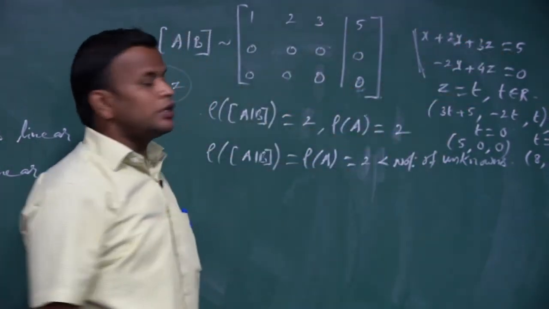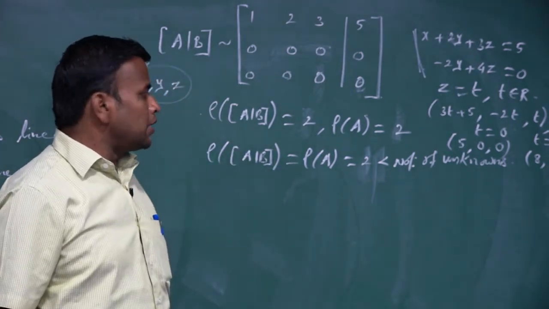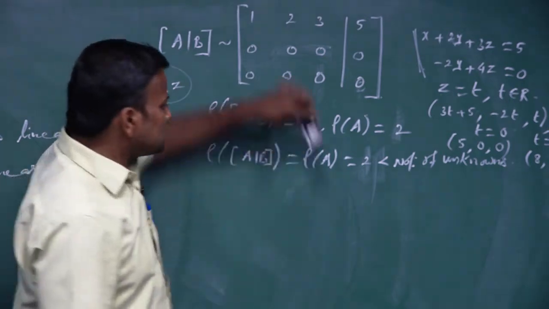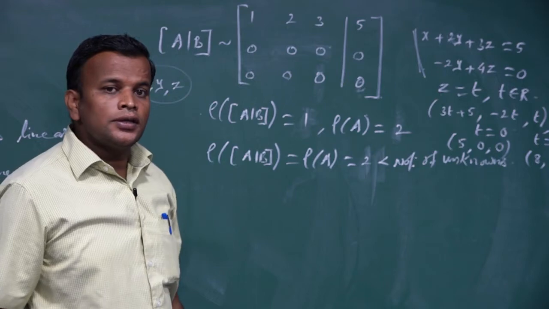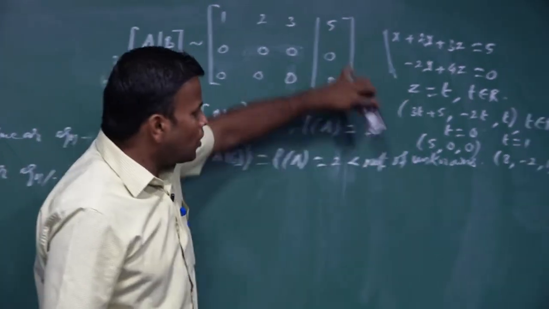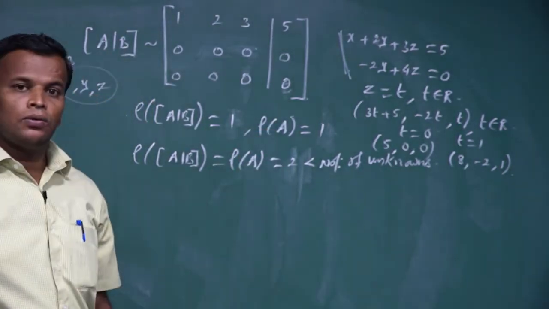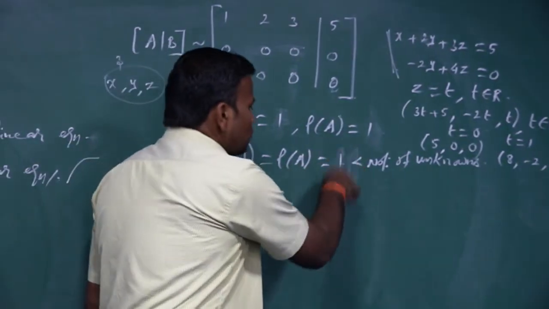The second row is fully 0. Now, what is the rank of [A|B]? The rank of [A|B], the number of non-zero rows, is just 1. The rank of A is also 1. Both ranks are equal to 1. So rank of [A|B] and rank of A are both 1.